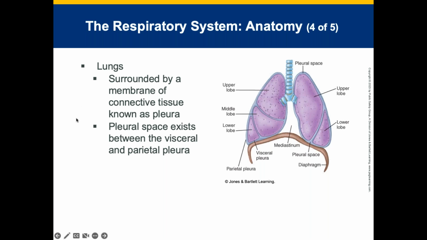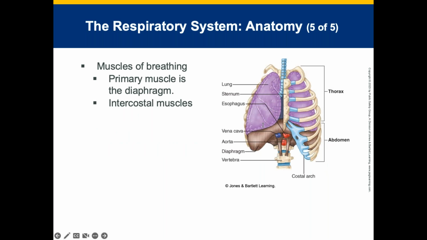All right, so the lungs are surrounded by a membrane of connective tissue known as the pleura. The pleural space exists between the visceral and parietal pleura. All right, moving forward from here. The potential space of the pleural space exists between those two. The muscles of breathing, the primary muscle is the diaphragm. The diaphragm is unique because it has characteristics of voluntary, which is skeletal, and involuntary, which is smooth muscle. The diaphragm performs an automatic function. Other muscles involved in breathing are the intercostal muscles, and the abdominal muscles and the pectoral muscles help in that process.